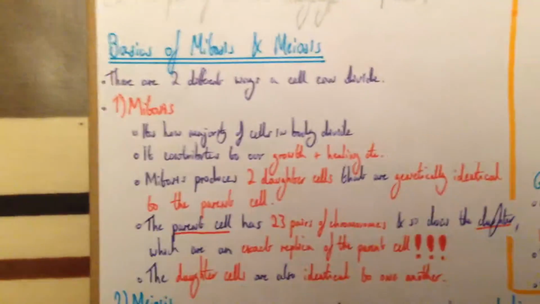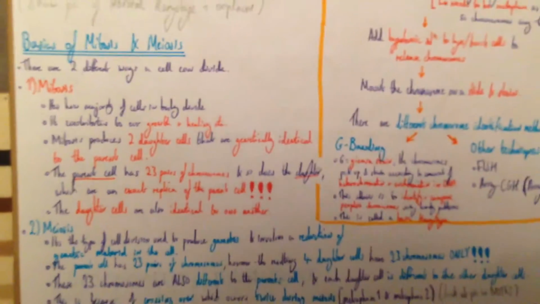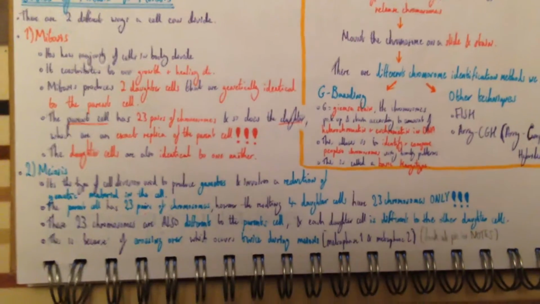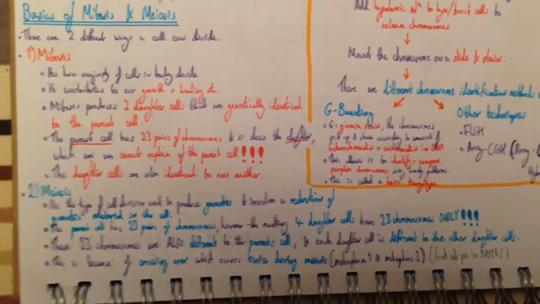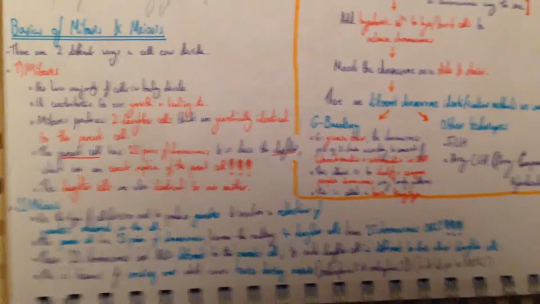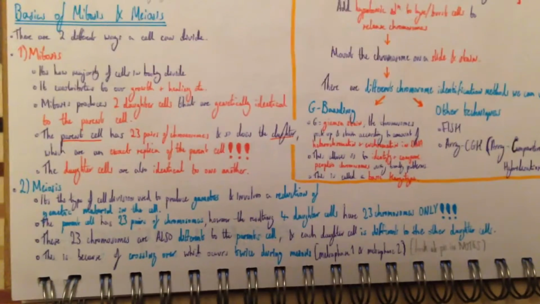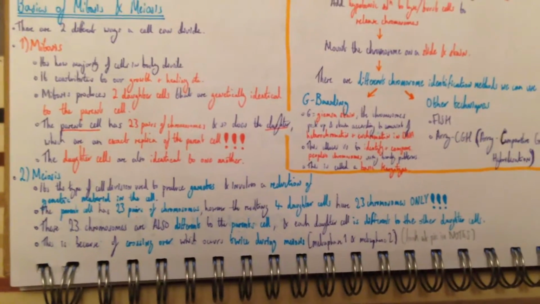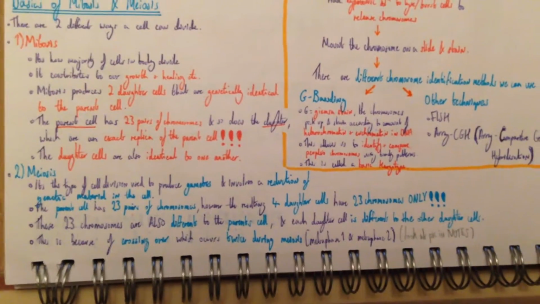Cool, carrying on. The basics of mitosis and meiosis. There are two different ways a cell can divide. Number one is mitosis. It's how the majority of cells in our body divide. It contributes to our growth and healing. Mitosis produces two daughter cells that are genetically identical to the parent cell.